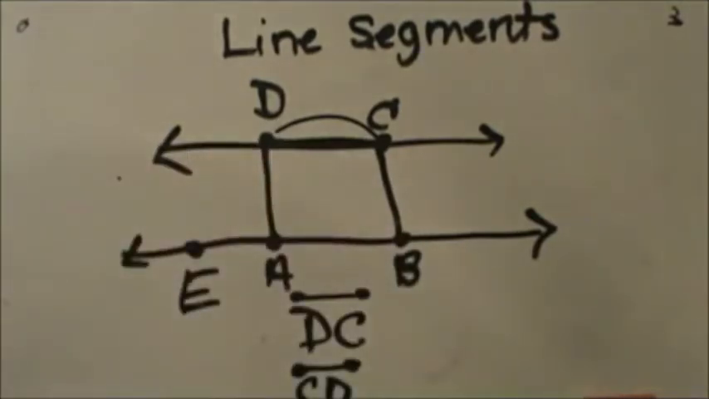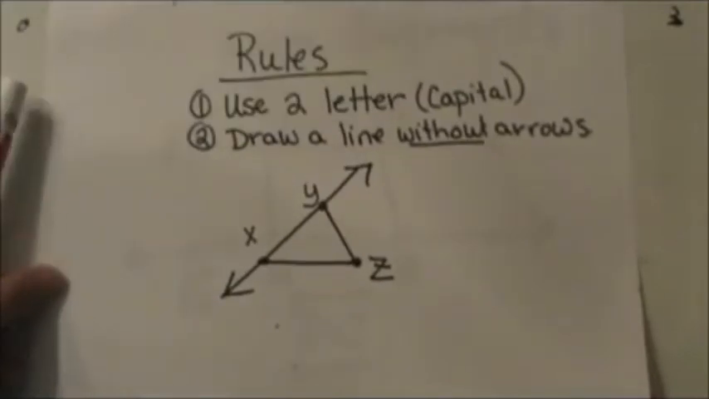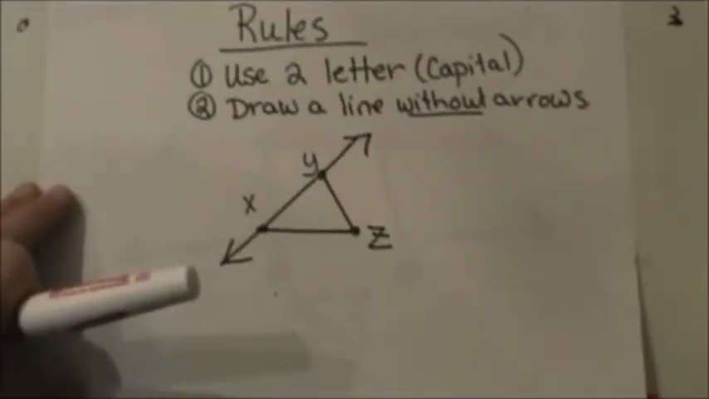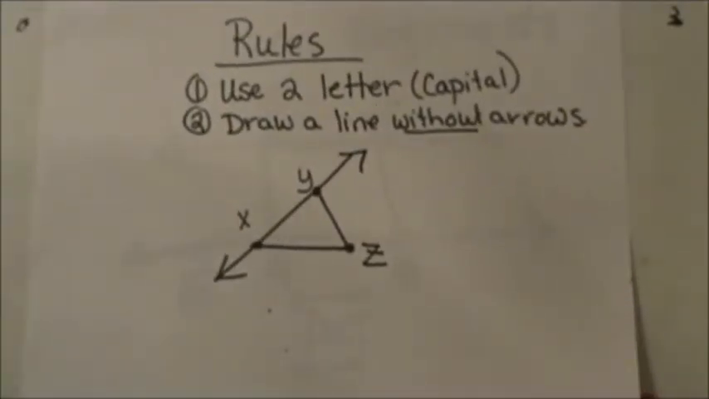Okay, so I'm going to give you a quick overview of the rules. What are the rules for naming a line segment? The first rule is you need to use 2 letters, and the letters are always capital letters because those are points that you're referring to. And then you're going to draw a line over it without arrows.